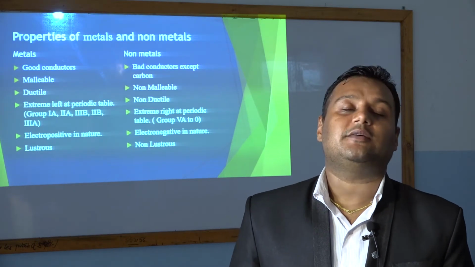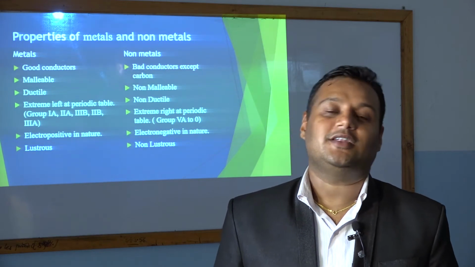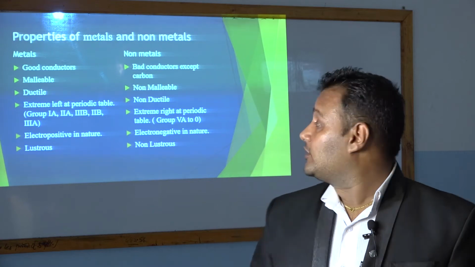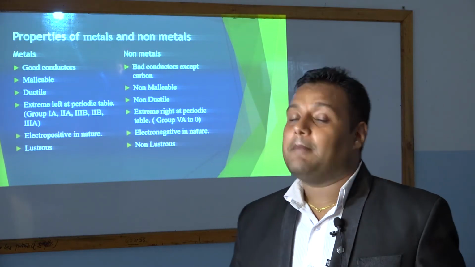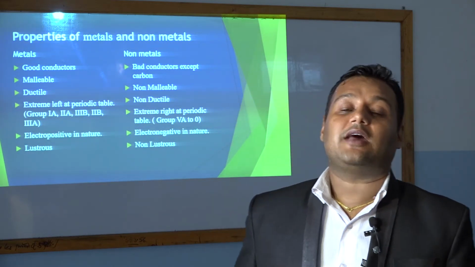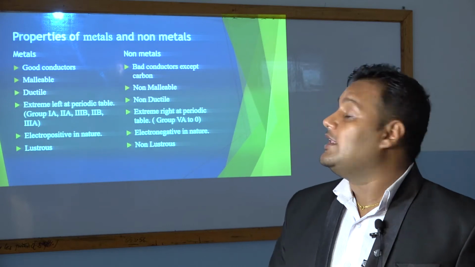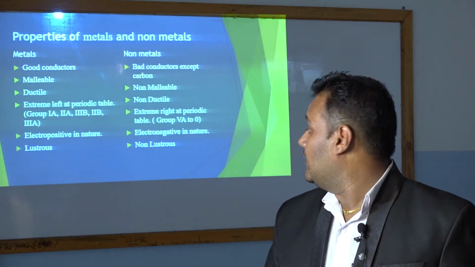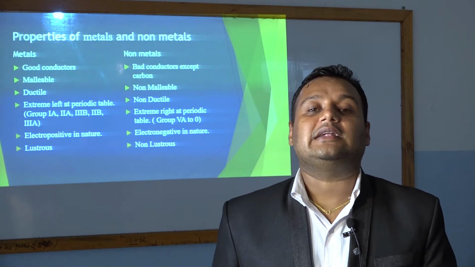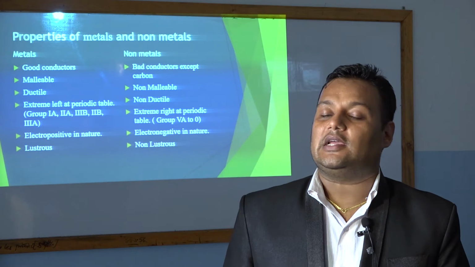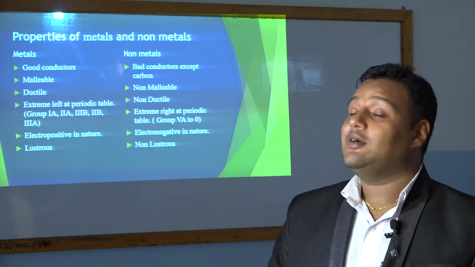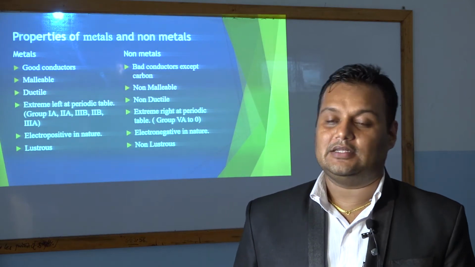After that we read about the properties of metals and non-metals. Metals are good conductors of electricity and heat. Metals are malleable and ductile in nature. Metals are positioned at the extreme left in the modern periodic table. Metals are electropositive in nature, that means they have a tendency to lose electrons during chemical reactions. Furthermore, metals are shiny in nature.